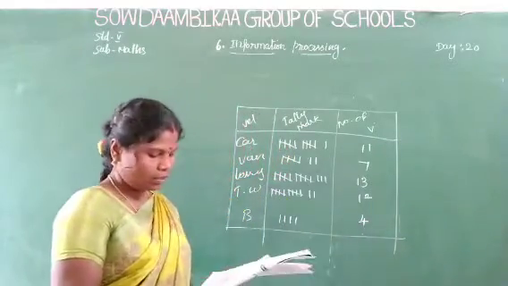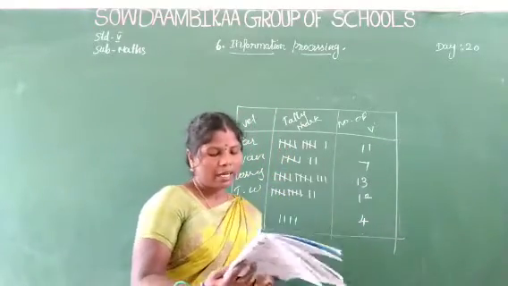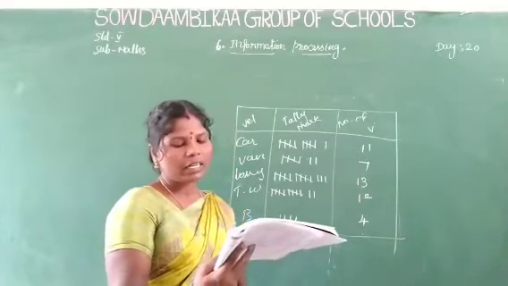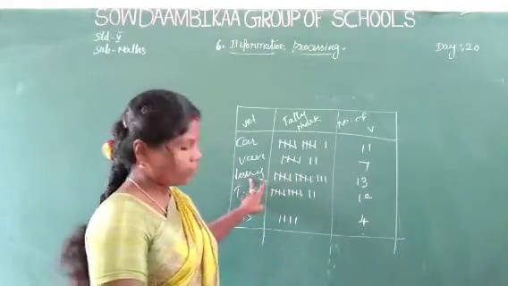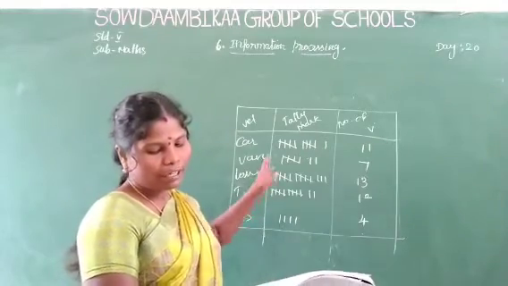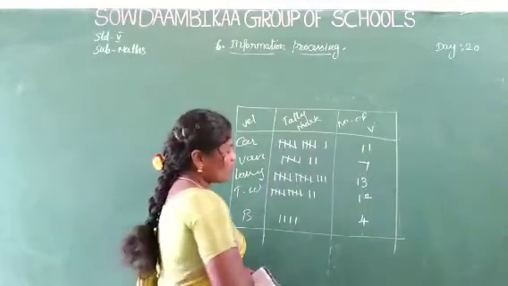Next is the question. Answer the following questions. Which vehicle crossed the school the maximum in number? Maximum number is 13, lorry. Next, find the total number of vehicles that crossed at the particular time. Count all the numbers.